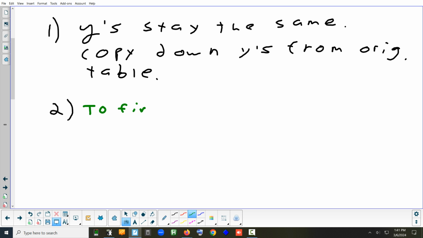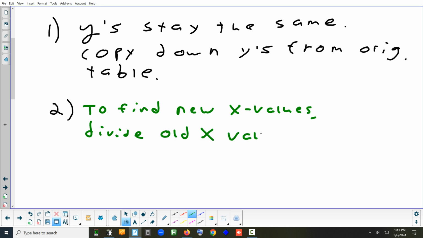To find new x values, you're going to divide the old x values by b. To find the new x values, divide the old ones by b, which is the number in front of x. That's pretty much the shortest way to say it.